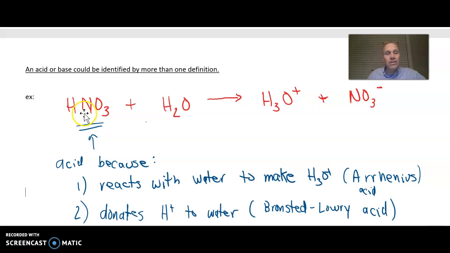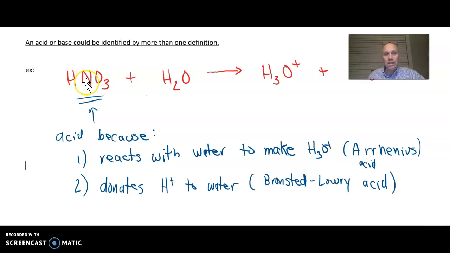But another way that you could look at this is just pretend that water is just a normal chemical, and in the process of doing this, this substance right here is donating an H+ to water. All right, notice that when this water goes from being H2O to H3O+, it's accepting an H+, but this thing is going from HNO3 to NO3-. All right, so it's losing an H+. So since this thing is donating an H+, that would make it an acid by the Bronsted-Lowry definition. But notice, either way you look at it, it still would be identified as an acid.